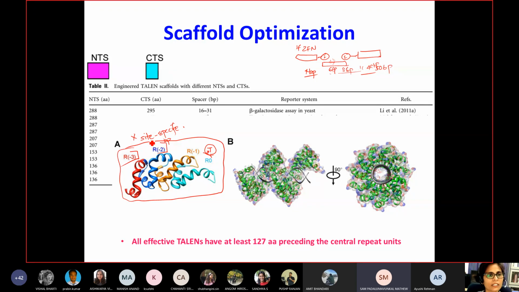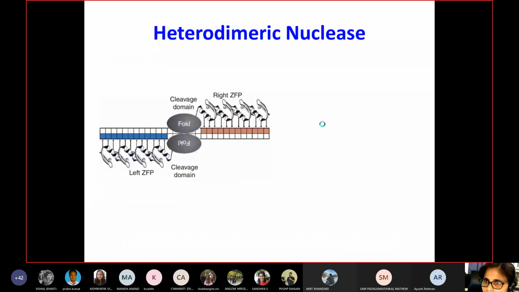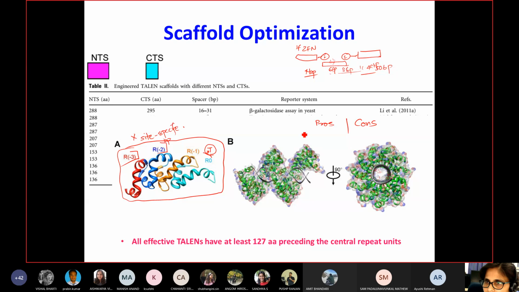Yes, in practice, if you compare zinc finger and TALEN, I can tell you that there are some pros and cons of using each. Zinc finger proteins are small in size. TALE is a large protein, right?